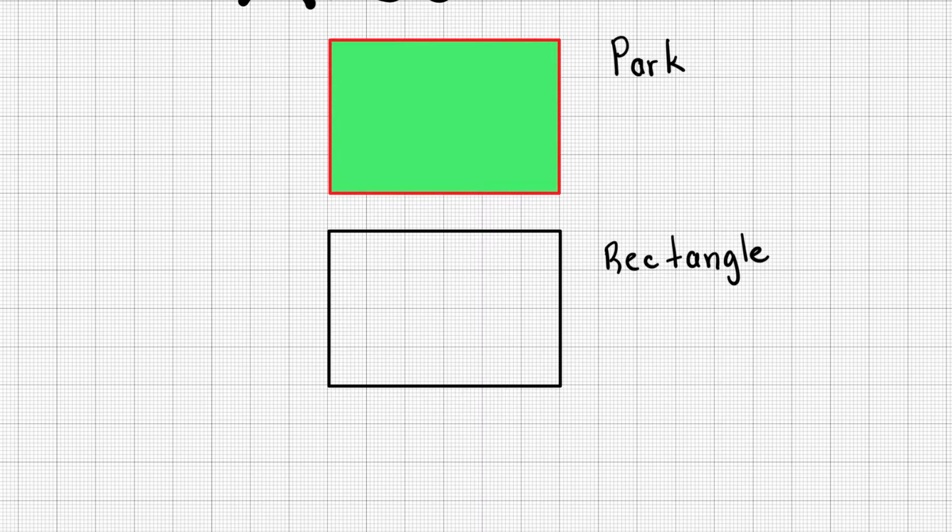1, 2, 3, 4, 5, 6. So this is 6, another 6, another 6, and another 6 will give me 24. That would be one way that you can determine how many squares are inside. Of course, counting squares might be difficult if you have a big amount of squares. In math, we use two methods.